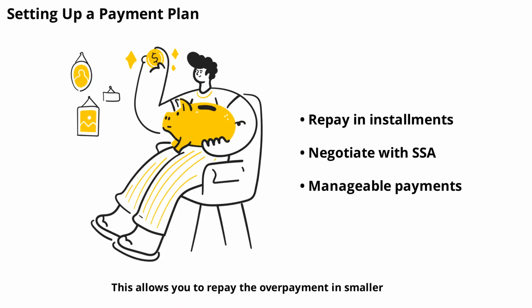If you can't get a waiver, you may be able to set up a payment plan with the SSA. This allows you to repay the overpayment in smaller, more manageable amounts over time. Contact the SSA to discuss your options and negotiate a plan that works for your budget.